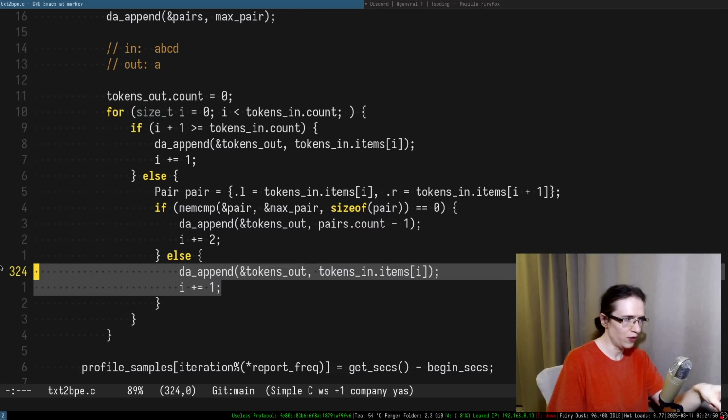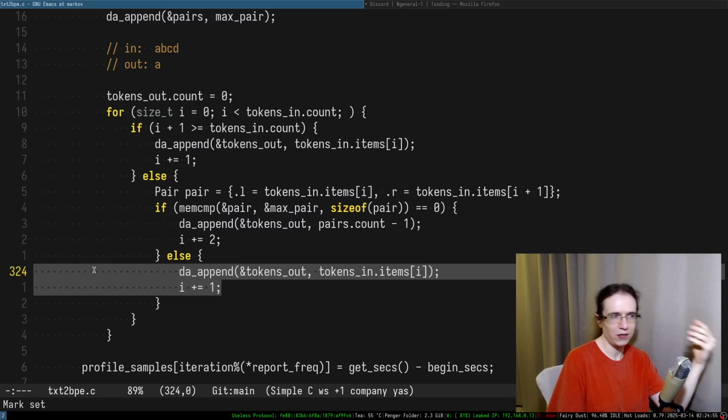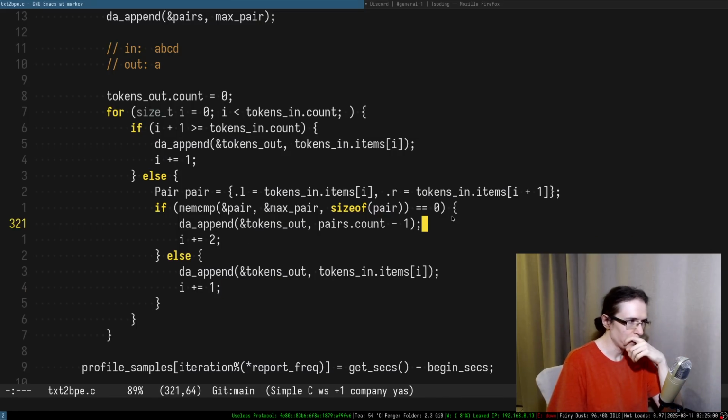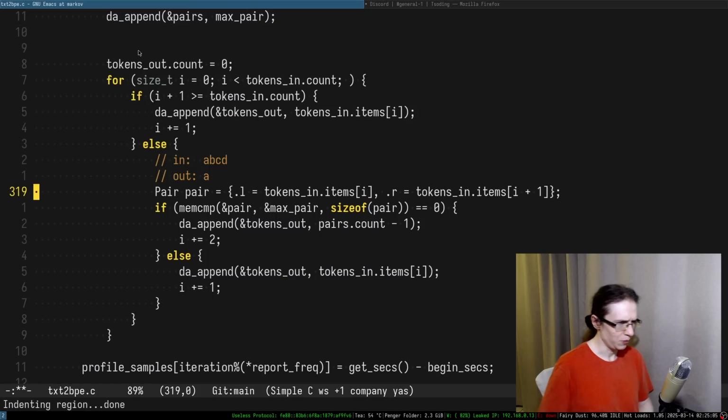I don't think we need to modify anything in here, right? This is a situation when we do have a pair, but it's not the pair we're looking for. This situation is when we don't have a pair, right? So I think it makes sense. Anyway, let's bring this entire thing in here. I think it's going to be very useful.